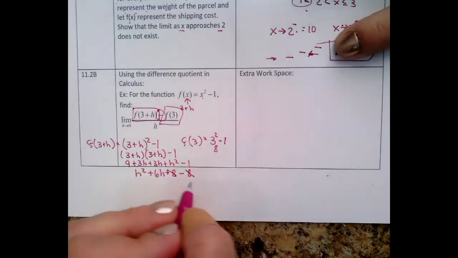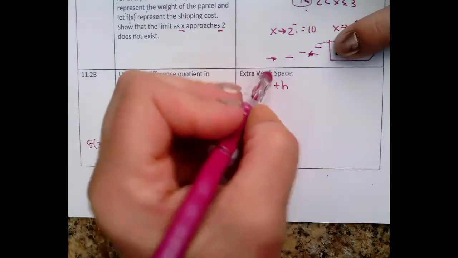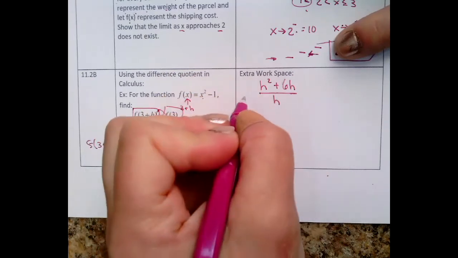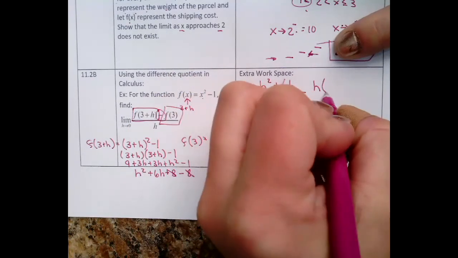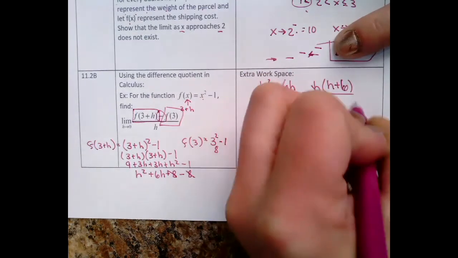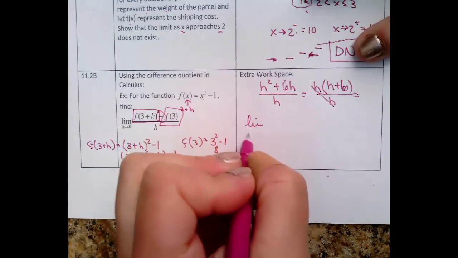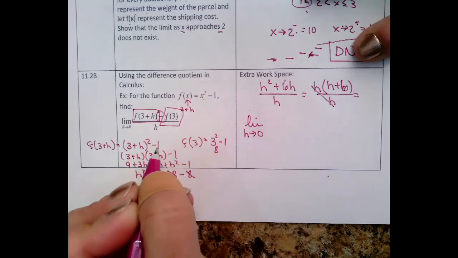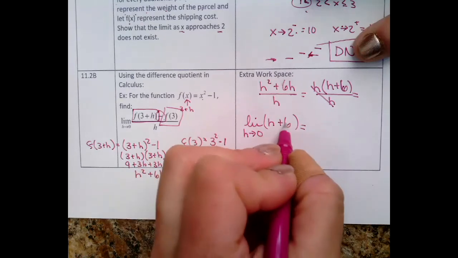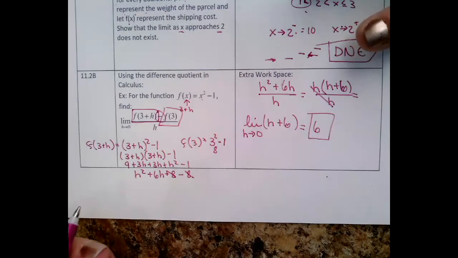Now I'm going to go back up here. I'm left with h squared plus 6h all over h. Let's pull an h out of here and factor. So now I'm left with h plus 6 all over h. That h is going to go away, so I have no h in the denominator. Now I'm left with the limit as h approaches 0 of h plus 6. Now I can plug this in and I'm going to get the value of 6.